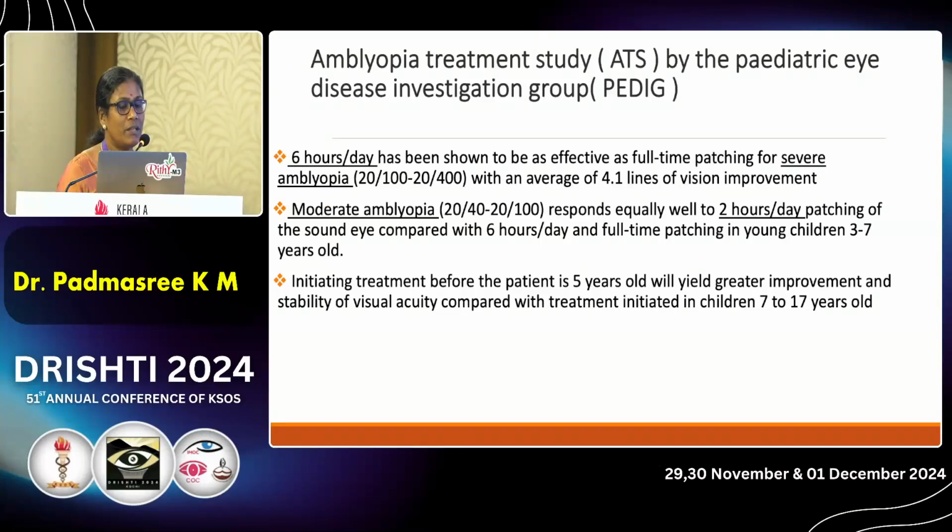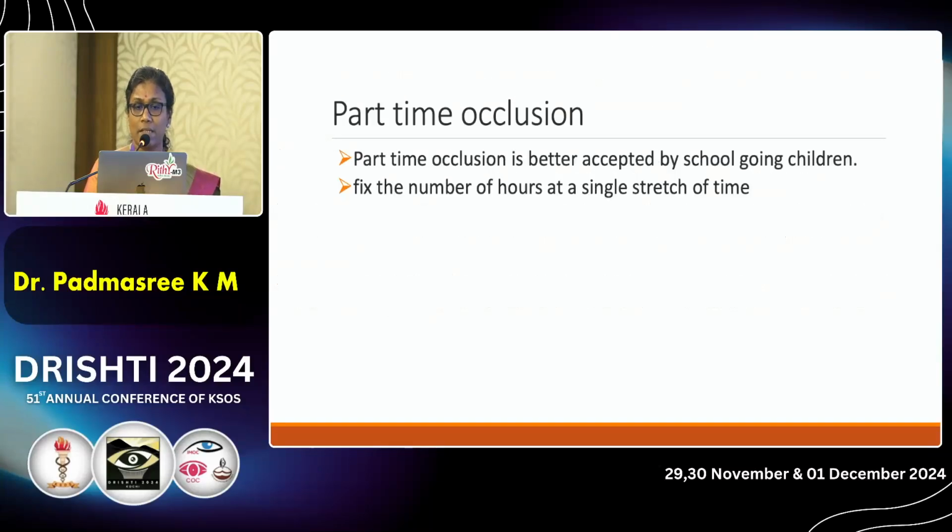The amblyopia treatment studies by the Pediatric Eye Disease Investigator Group have tried part-time occlusion. Many trials have been done, and they have found that in severe and moderate amblyopia, you can do effective patching with 6 hours or 2 hours. The most important thing is that you have to initiate the treatment as early as possible.